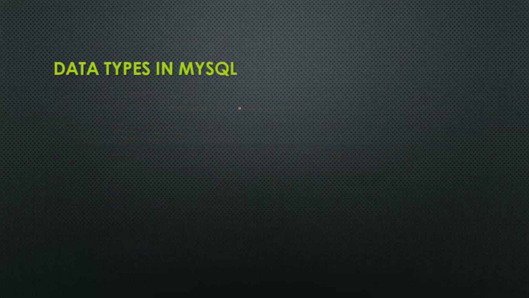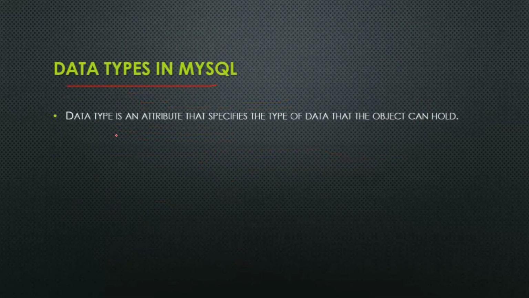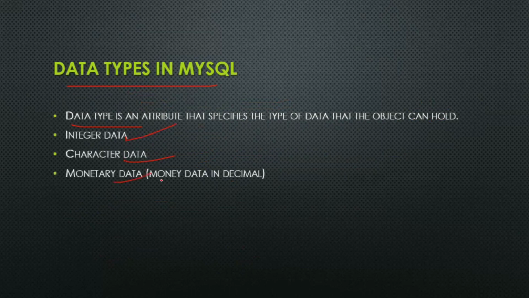Now coming to the next, what are the data types in MySQL? What is a data type? A data type is an attribute that specifies the type of data that it can hold. So we have the integer data type, the character data type, the monetary data type that is used to store money in decimal format, the date data type, and strings.